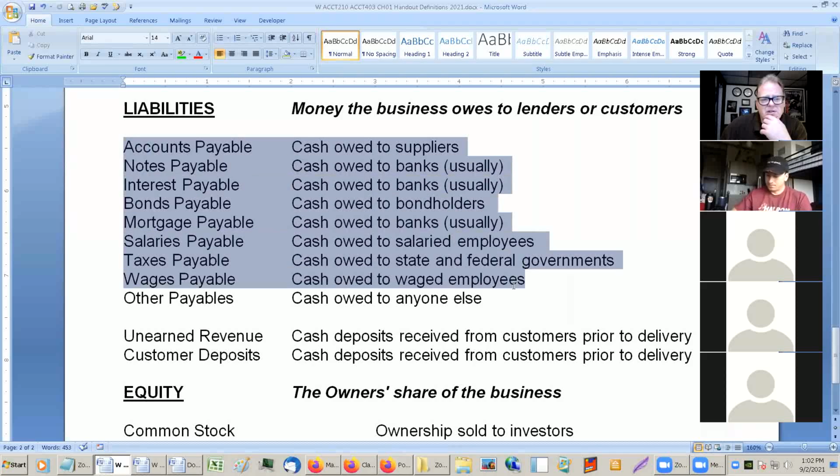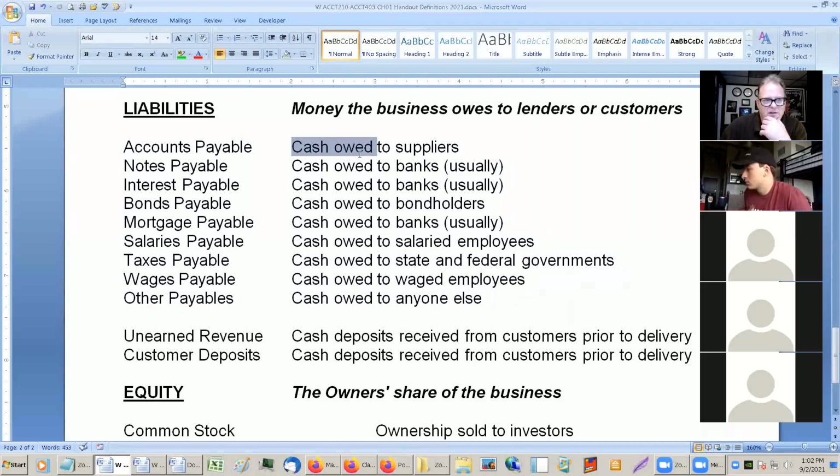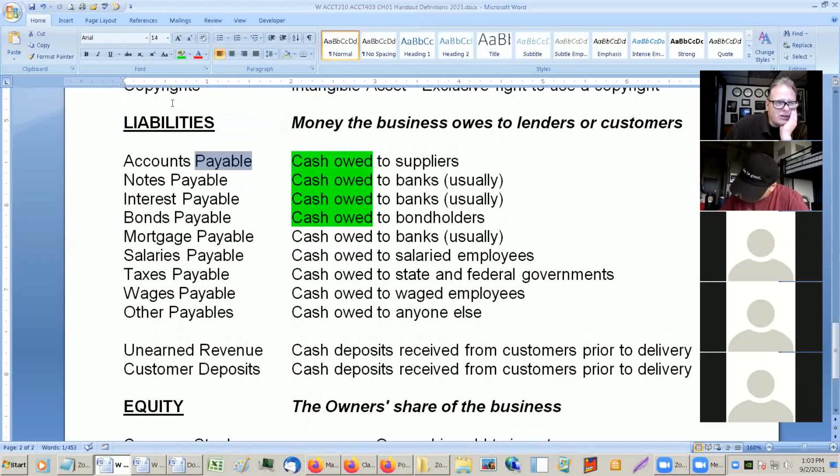Okay, payables, you'll notice something here. There's a common thread here to payables, and that is you owe something to somebody else. So all these payables and liabilities is what you owe to lenders or customers. So basically anything that's a payable is going to be a liability. And whatever salaries payable.